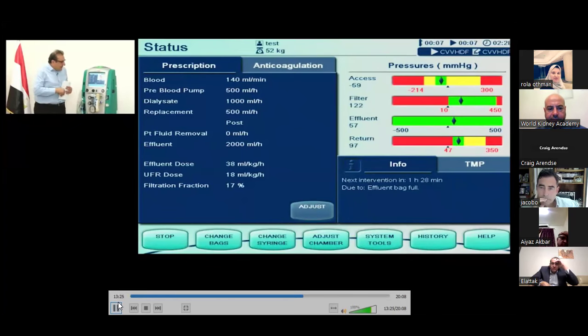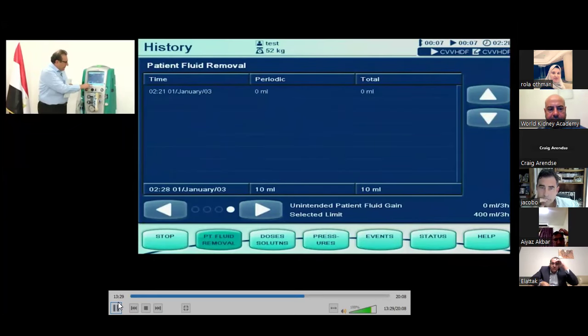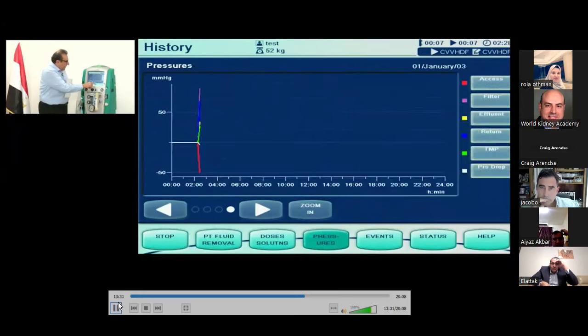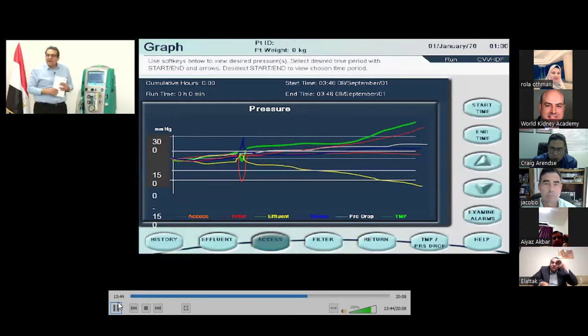How do we do that? We very simply go on the machine, choose history, and from the history, we choose the pressures. And from the pressures, you can see the access, the filter, the effluent, the return. So for example, if you want to see the access pressure, you select it like this, and you can see the history of the access, where it started, and where it is now. Same with TMP, you can choose TMP, or you can choose, as we explained, pressure drop. And that was very well explained.